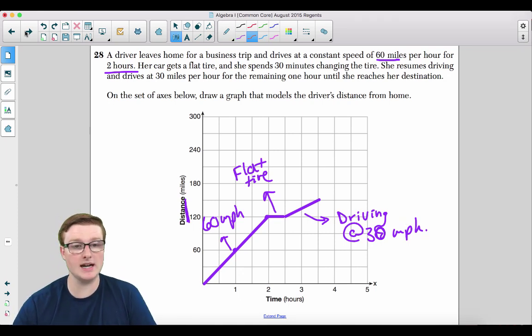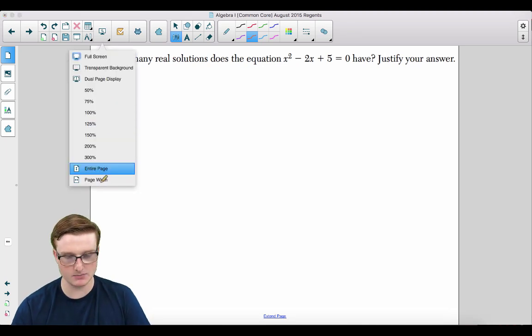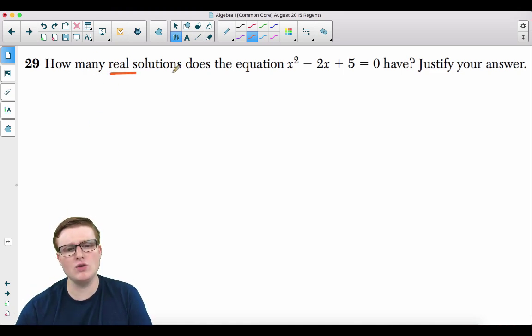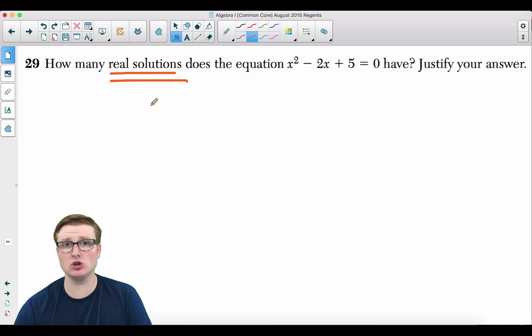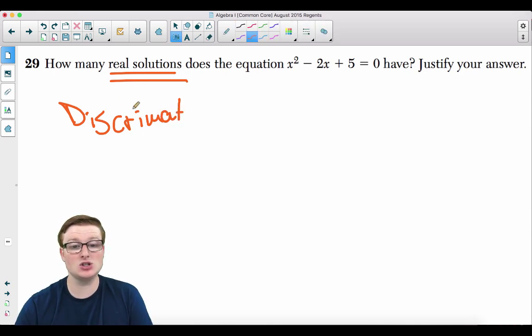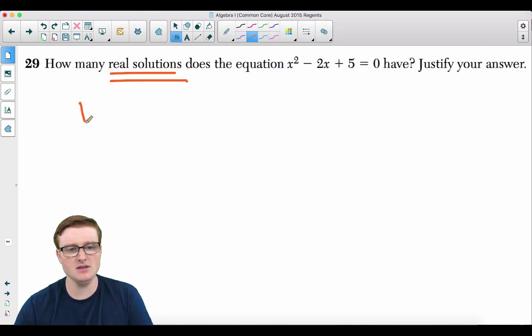Moving on to question 29. How many real solutions does this equation have? Justify your answer. Now, I personally found this question to be quite interesting. How many real solutions? I don't think that many algebra students learn this, but if you did, that's fantastic. If you didn't, you learned something new today. Oops, I just totally butchered that spelling. This is called, okay, that is a horrible way of spelling that. Discriminant.